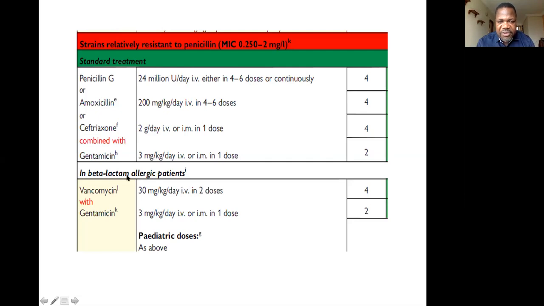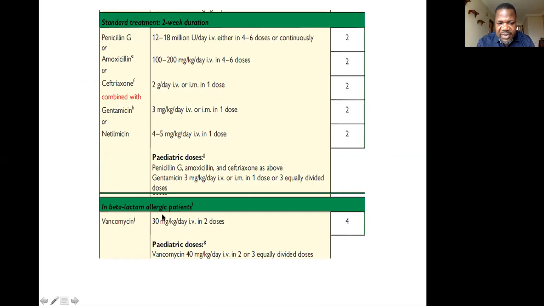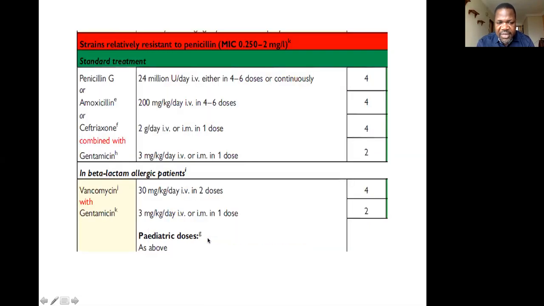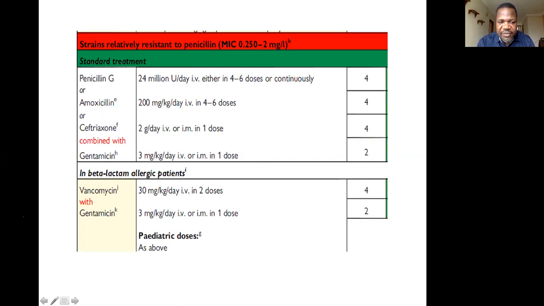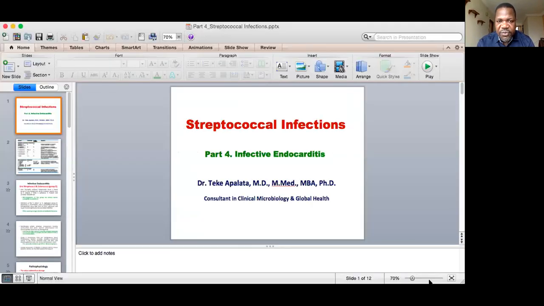And the same in patients who are allergic to penicillin, you can use vancomycin for 4 weeks, but the dose of vancomycin is still 30 milligram per kg per day, because of the toxicity also associated with vancomycin. But here, you use it for 4 weeks, and you combine it with gentamicin for 2 weeks. So this is infective endocarditis caused by streptococcal infections.